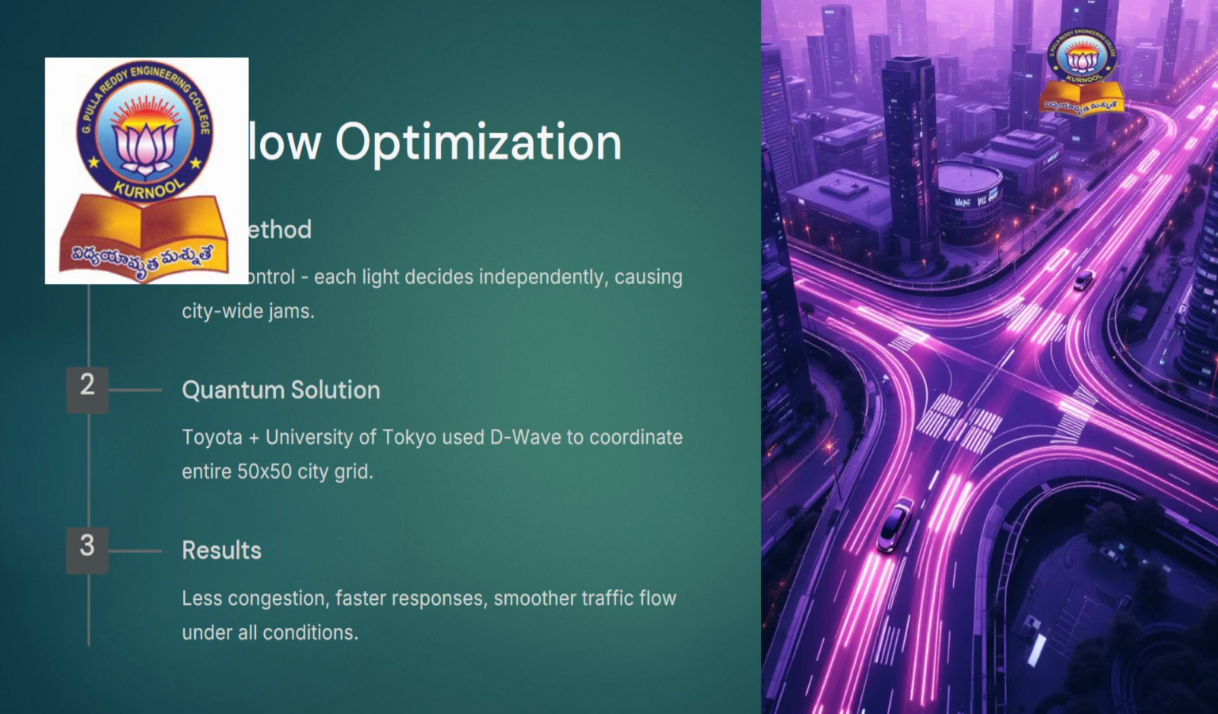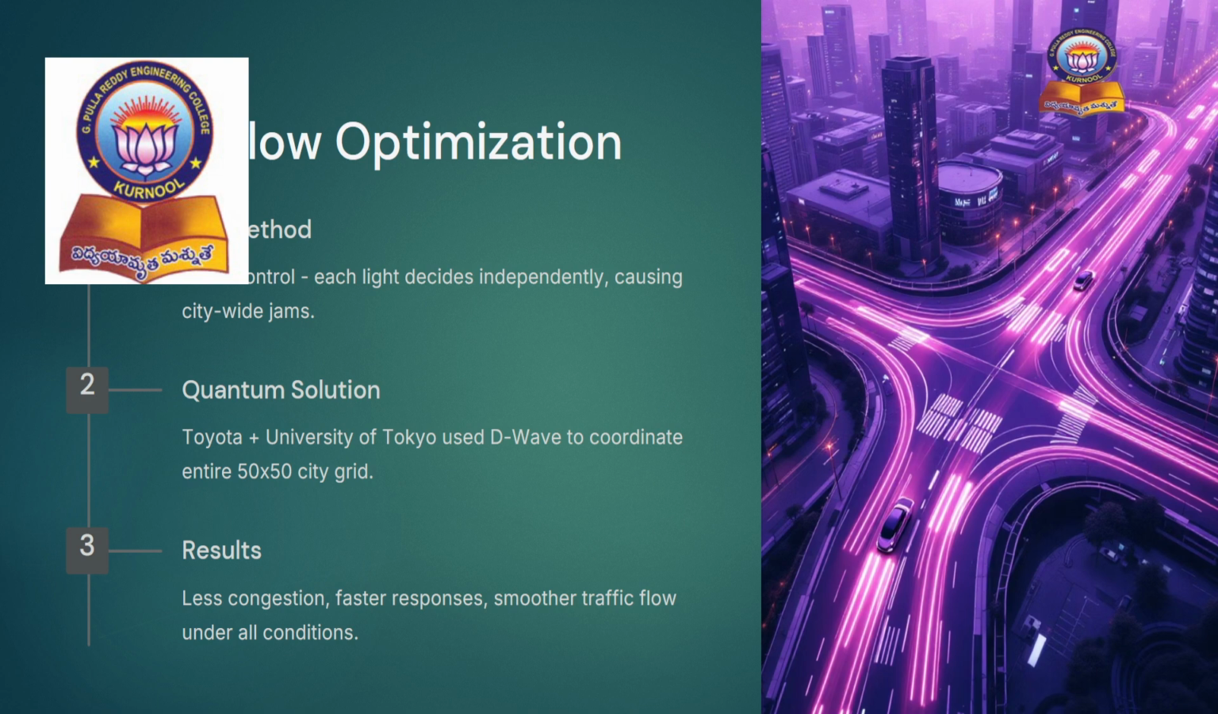The next application is about traffic flow optimization. Coordinating traffic signals in a large city is usually a complex task. Doing so in a way that minimizes the possibility of traffic jams and optimizes overall traffic flow is almost impossible using conventional computing methods. The old method is called local control, where each light decides independently, causing city-wide jams. Quantum computing provides a solution, and that is what we call the quantum solution.